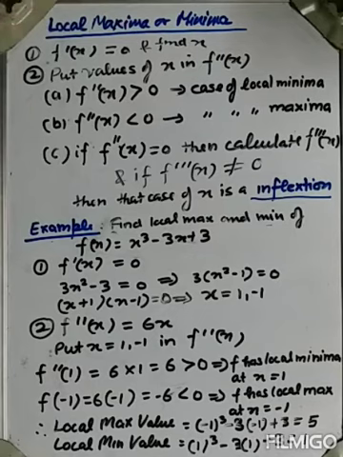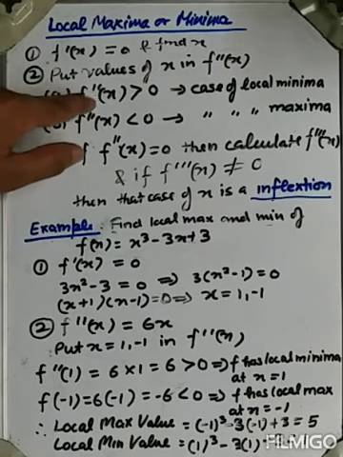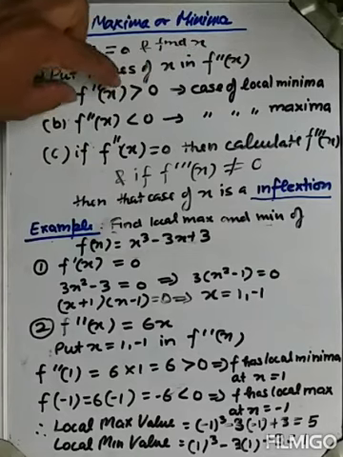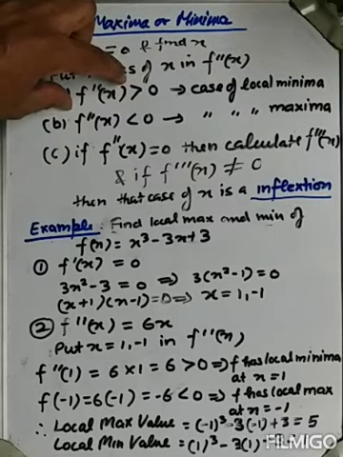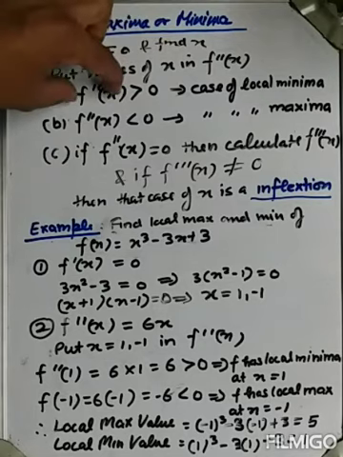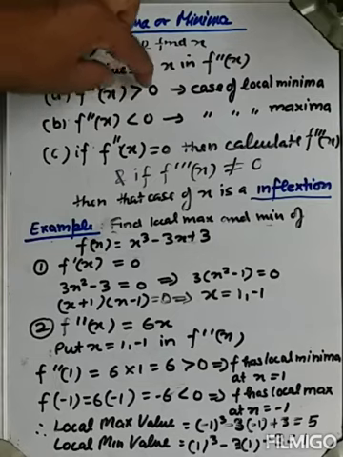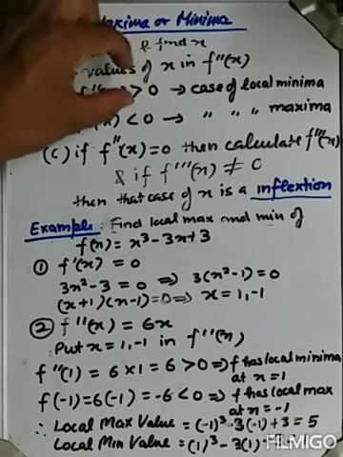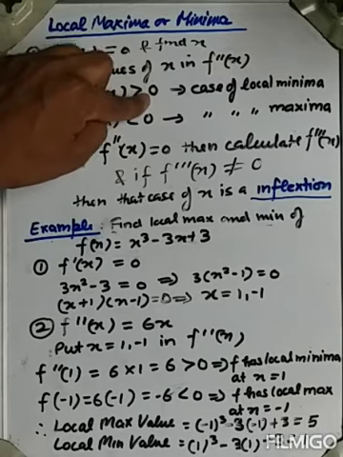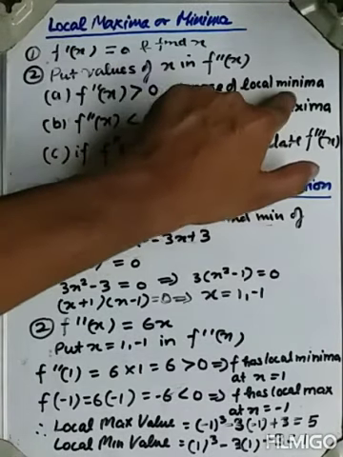Now take out f double dash x and put those values of x in the equation f double dash x. On putting that value of x in f double dash x, if the value of the equation is greater than 0, then that is the case of local minima. Remember, this is the reverse case. If it is greater than 0, then it is the case of minima.